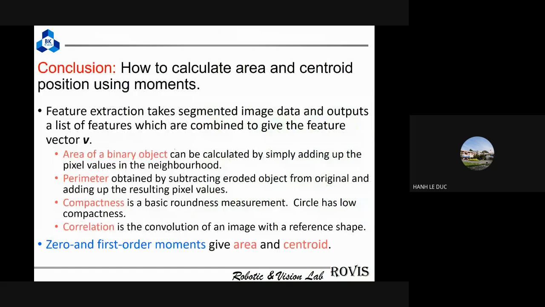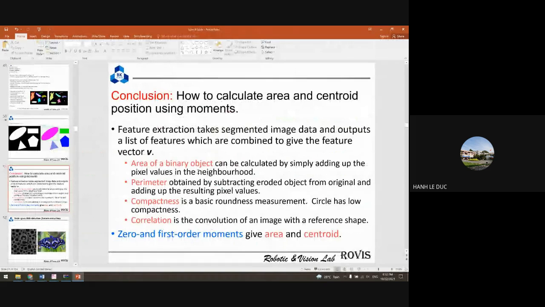Okay. Do you have any questions on this one? Do you have any questions? No, right? Okay. So let's see how we calculate the blob features. Okay, let's go to the next one.